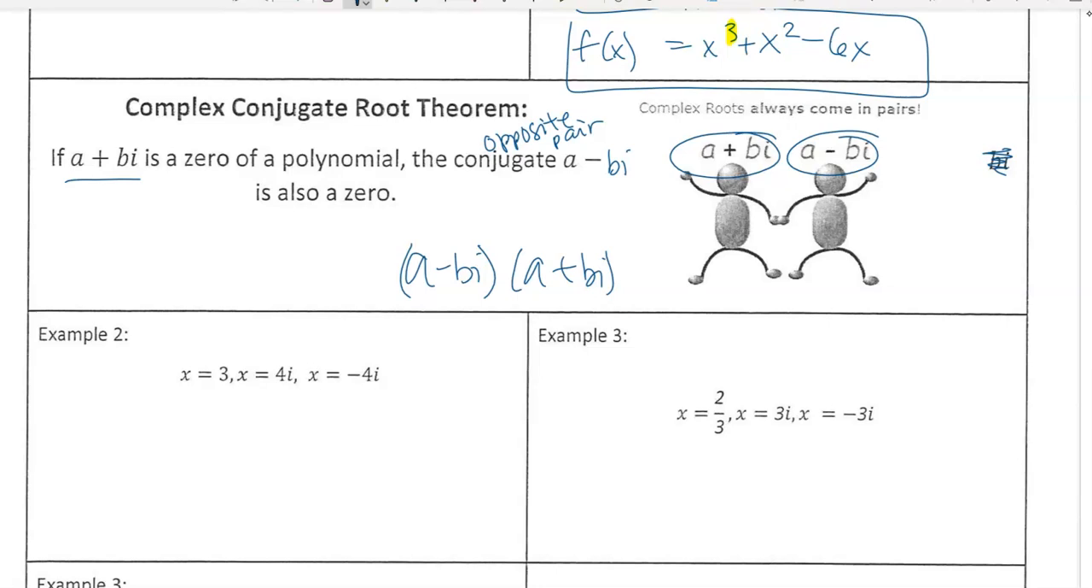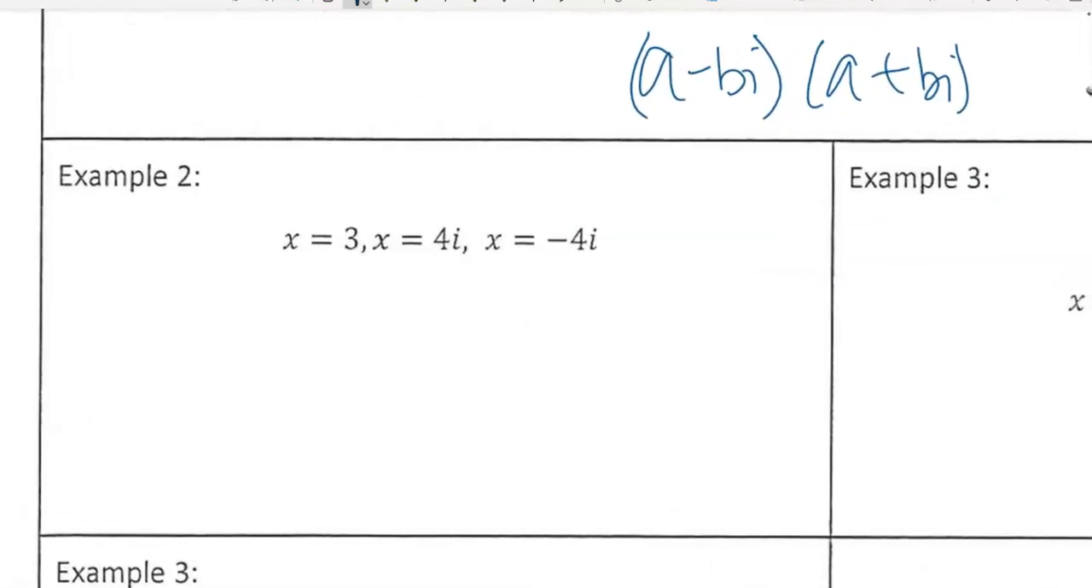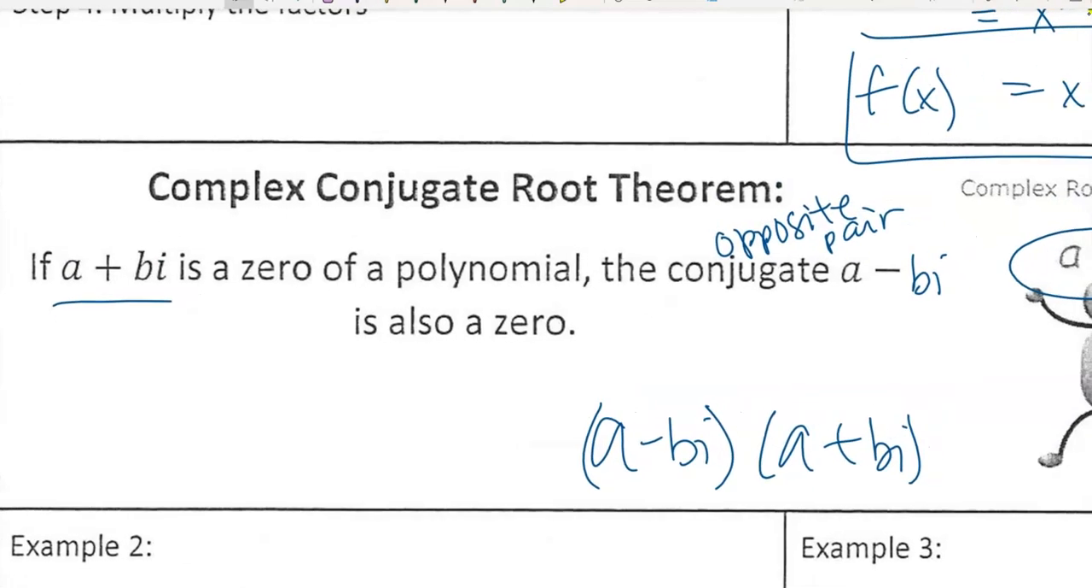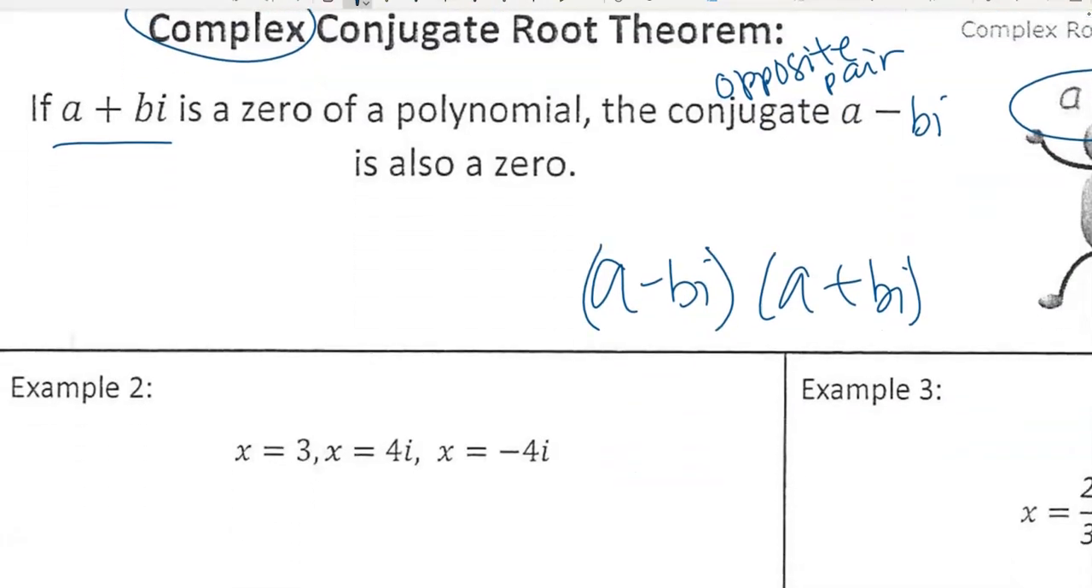Okay, so the conjugate is just the opposite pair. All right, moving on to our first example with the complex numbers. And when we say complex numbers, we're talking about numbers that include i. That's a complex number. Typically, they're written as a plus bi or a minus bi. That's usually how complex numbers are written.